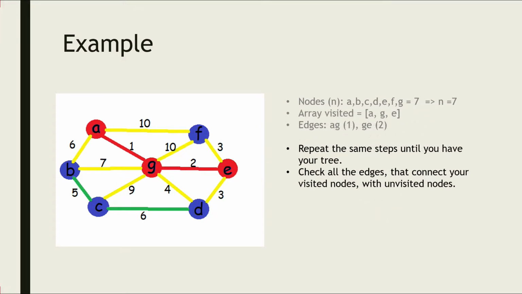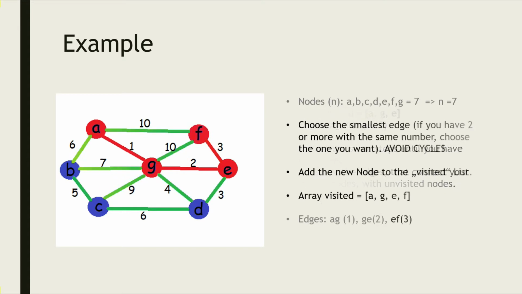Now repeat the same steps until you have your tree. Check all the edges that connect your visited nodes with the unvisited nodes. Choose the smallest edge. If you have 2 or more with the same number, choose the one that you want, as we stated also before, and remember to avoid the cycles. Then add the new node to the visited list, and so on.